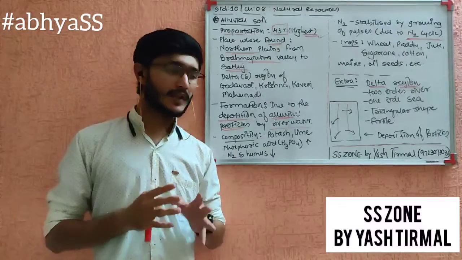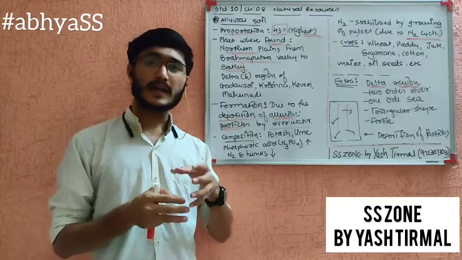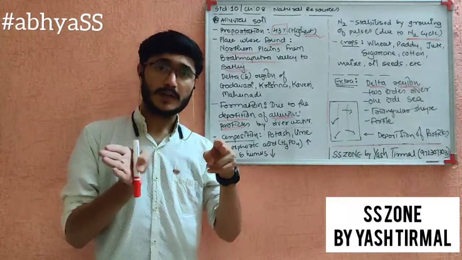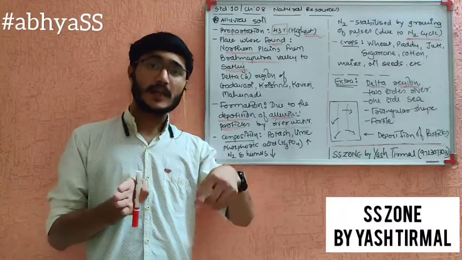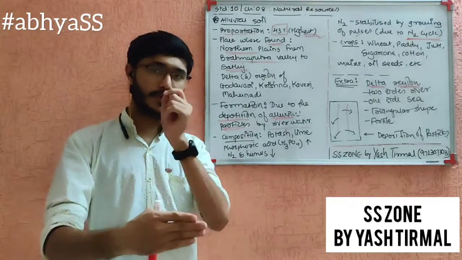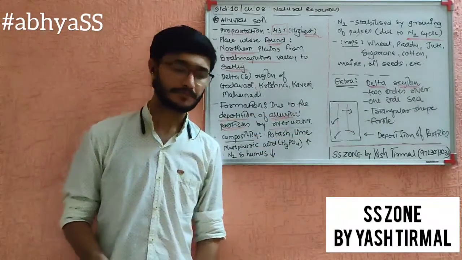The delta regions are those regions which are triangular in nature and which are formed by the splitting of the river into 2 parts. So that particular triangular area will have 2 sides river water and 1 side sea. That portion is called the delta portion, as mentioned here, you can see.